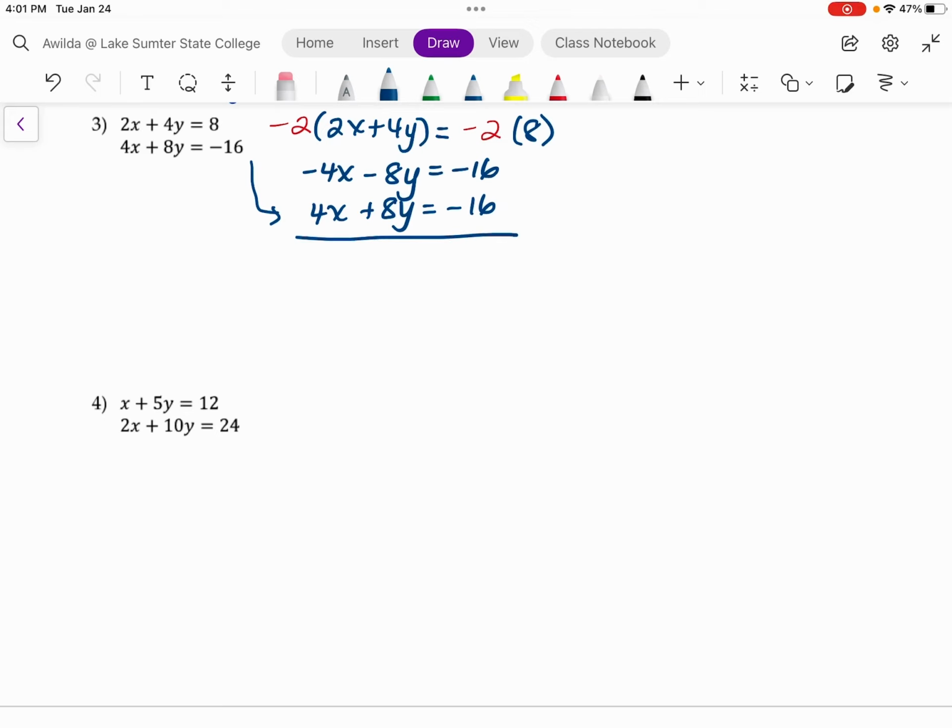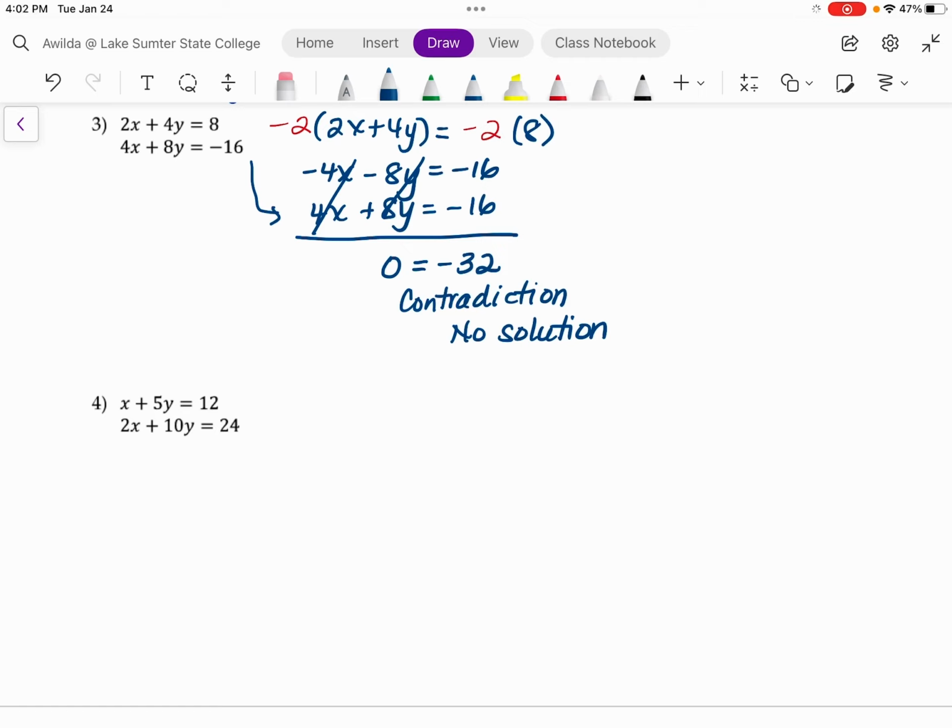Negative 4x plus 4x is 0. Negative 8y plus 8y is also 0. So it looks like the entire left-hand side is just 0. On the right, negative 16 minus 16, be careful. This is negative 32. Remember that we're adding. Now, 0 is never equal to negative 32. This is a contradiction. That means that the system has no solution.